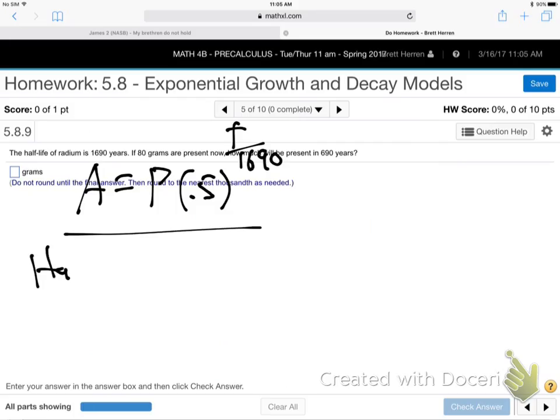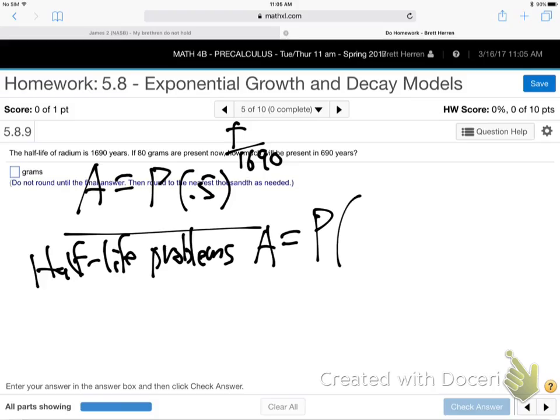For half-life problems in particular, if you want to skip all that, it'll always be 0.5. See, the 0.5 is the half. Right? That's where that came from, the half. t over the number of years for half-life. Probably way off the screen there. For half-life, it'll always be that. So if you want to just jump right to there.